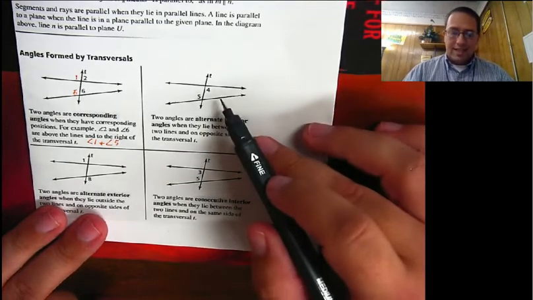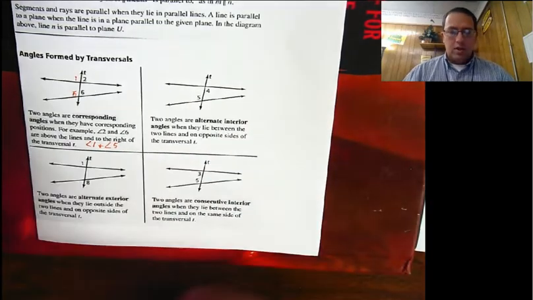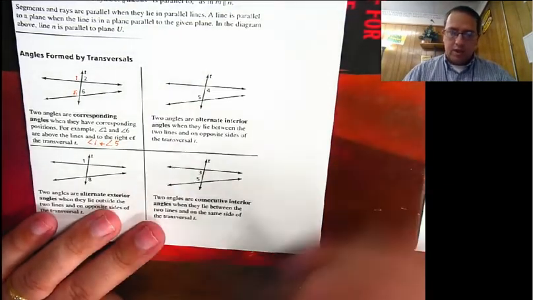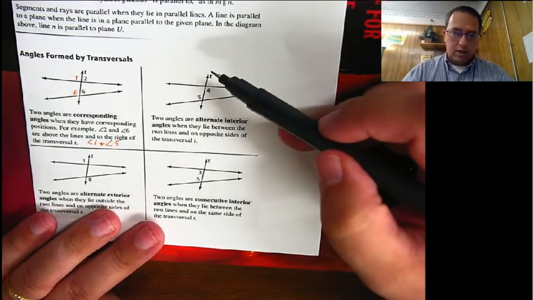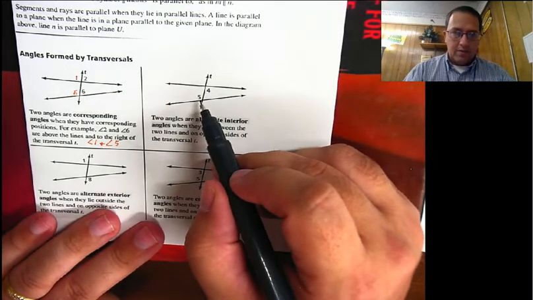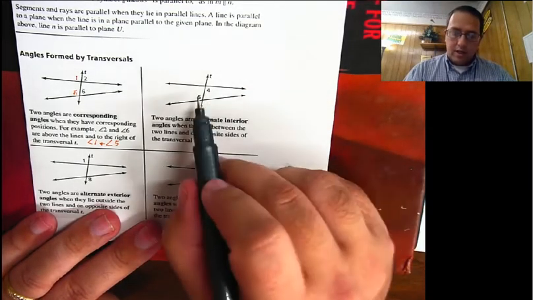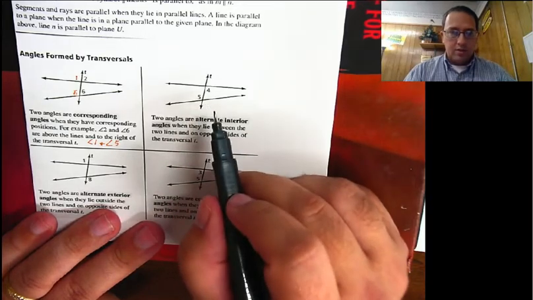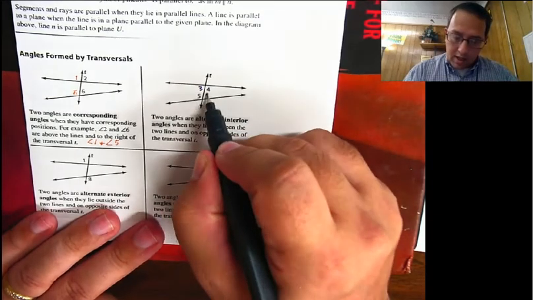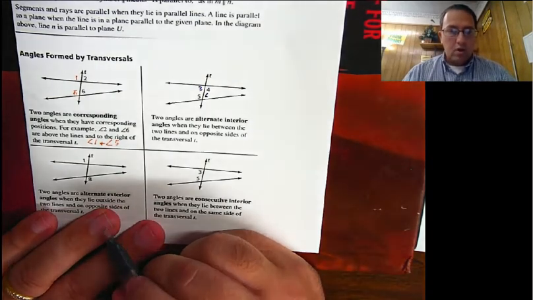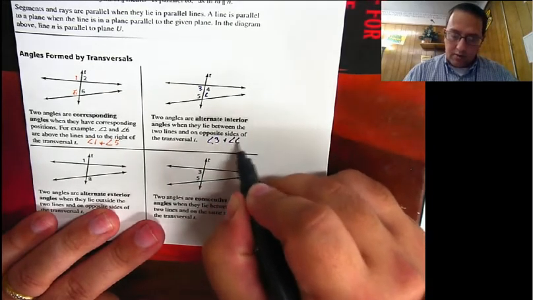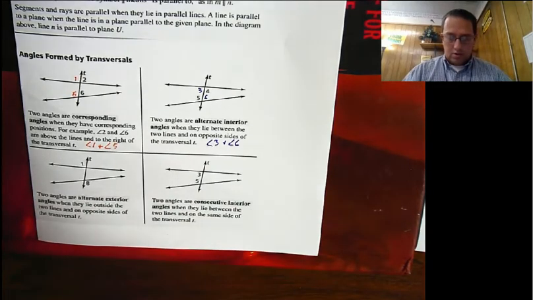Interior means that it is inside the two lines that are being crossed by the transversal. So interior means it's inside those two lines, exterior means it is outside the two lines. So here, alternate interior angles, we have 4 and 5. They are inside those two lines, and they are on opposite sides of the transversal. Another example would be angle 3 and angle 6, alternate interior angles.